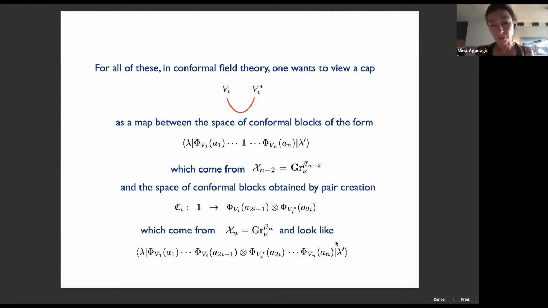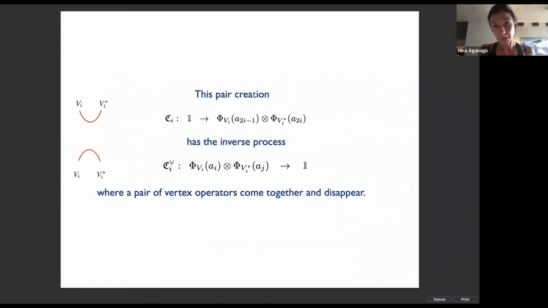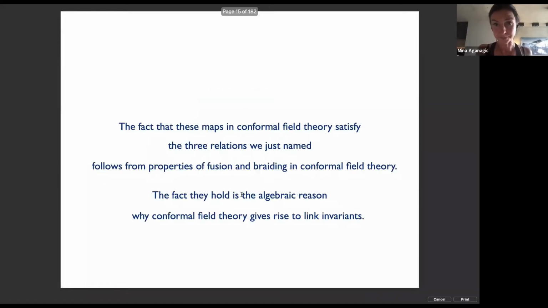So for all of these, in conformal field theory purely, one would like to view the cap as a map between the space of conformal blocks with n-1 vertex operators and the space of conformal blocks obtained by pair creation, viewing this cap as a pair creation process. So this pair creation has the inverse process where a pair of vertex operators come together and disappear, which gives you the cap.